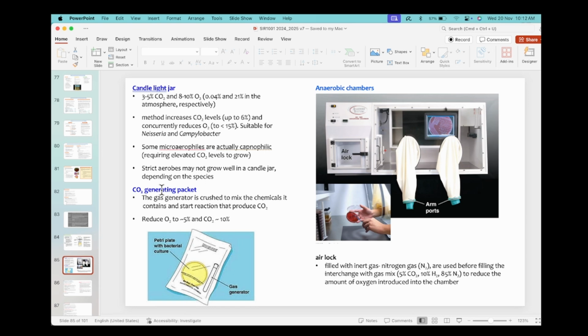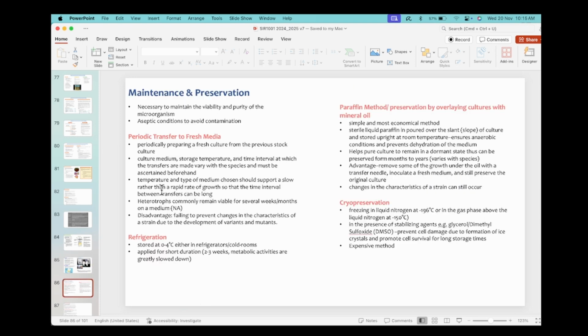Usually a candle jar or capnophilic environment is suitable for Neisseria and Campylobacter. For Neisseria, you have Neisseria meningitidis and Neisseria gonorrhoeae. Neisseria gonorrhoeae causes the STD, gonorrhea. Neisseria meningitidis causes bacterial meningitis. We've actually covered this when you were doing microbiology.